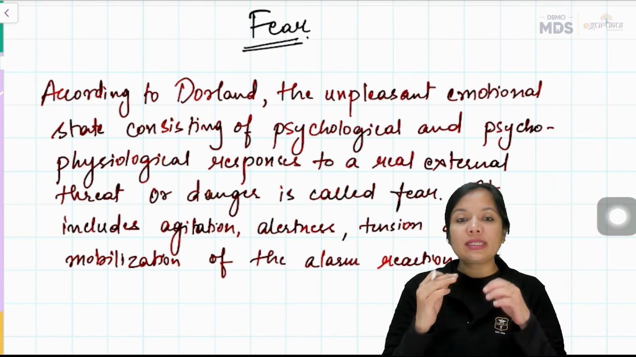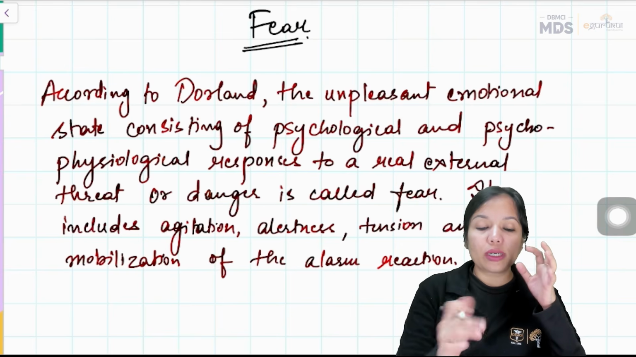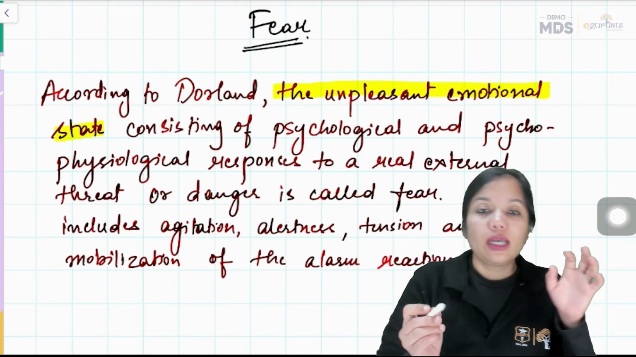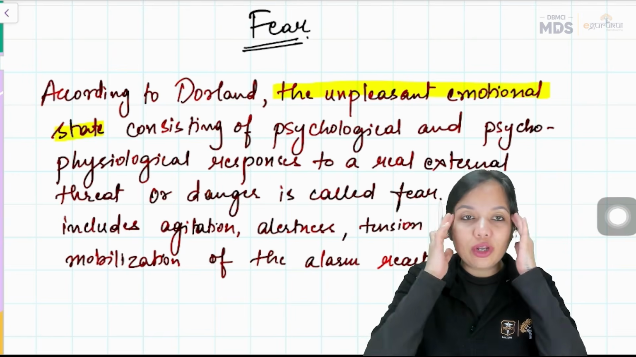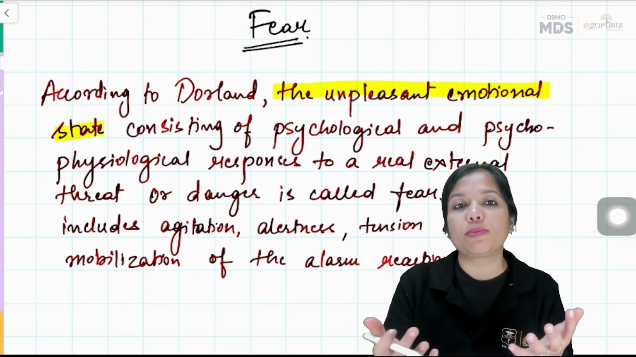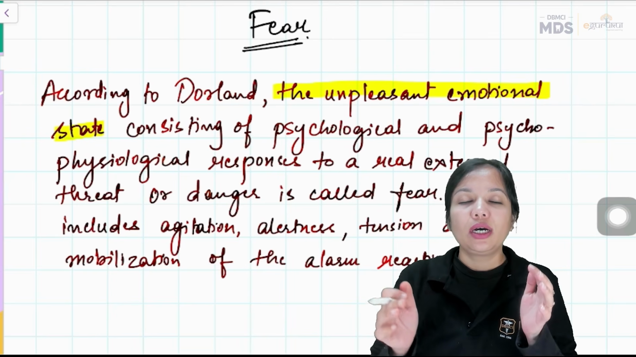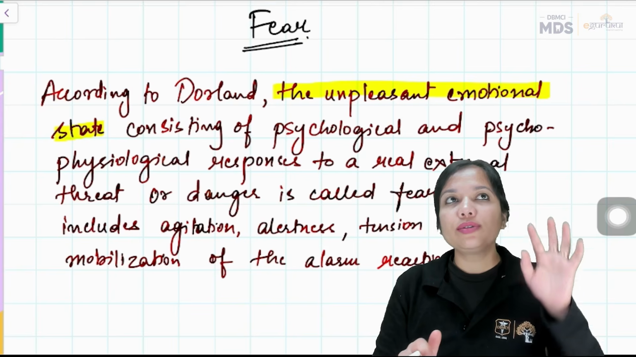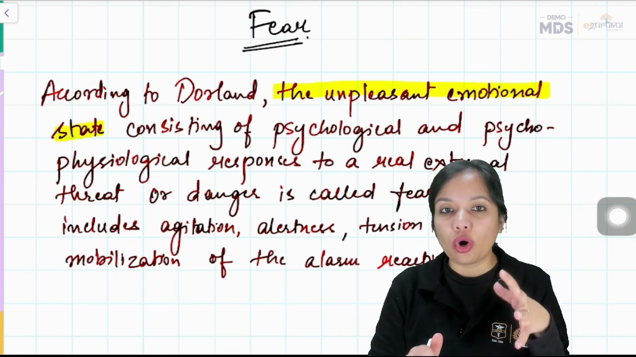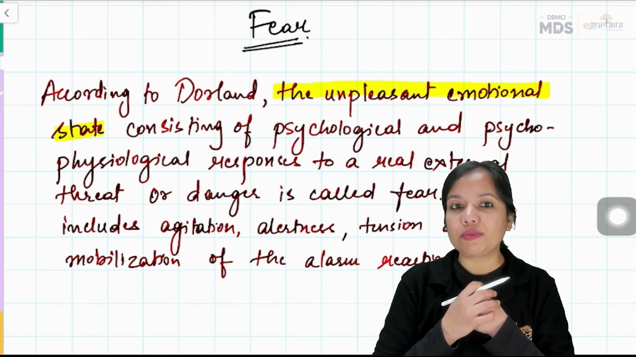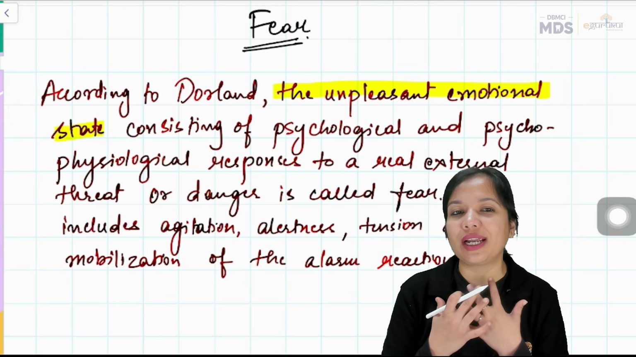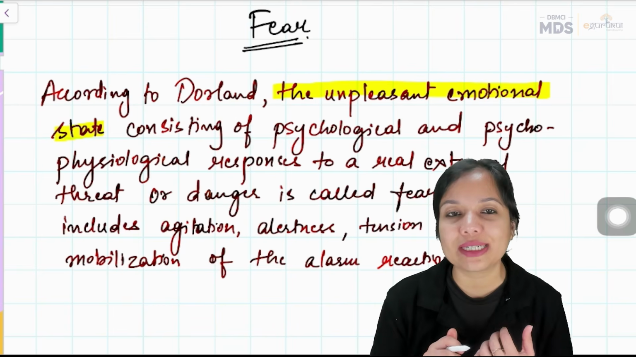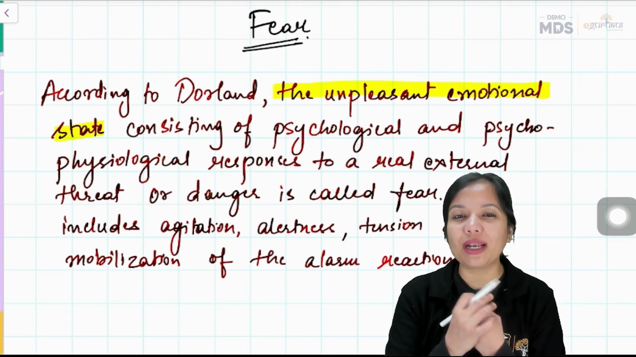Okay, so basically this is fear. So fear is what? It is an unpleasant emotional state, right? It consists of the psychological and psychophysiological response. For example, you have walked into a very scary dark room and you see something white fluttering in the corner. So what will you experience? You will experience an unpleasant emotional state, right? Will you feel happy in such a state? No, you will feel something very unpleasant.